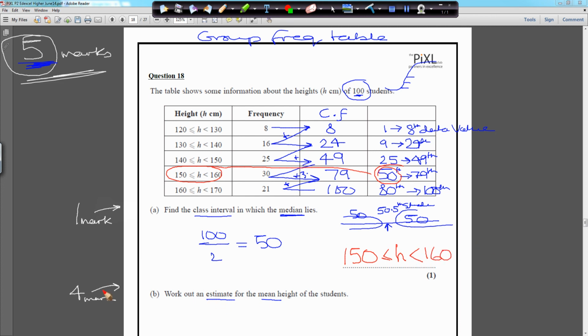Now the main bulk of the marks for this question is 4 marks on part B. We're going to do the mean. That's actually quite a nice and easy thing to do, and we're going to work that out now. We'll need to do some rubbing out to make this table a bit clearer. We will need these, but we can get rid of this now.